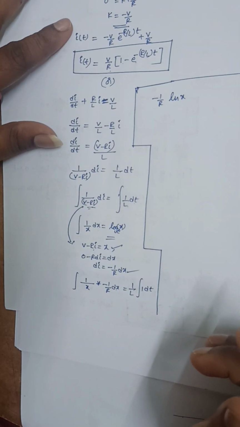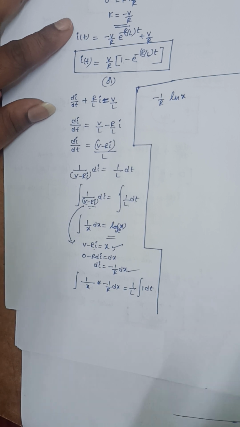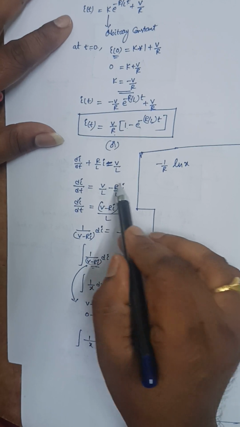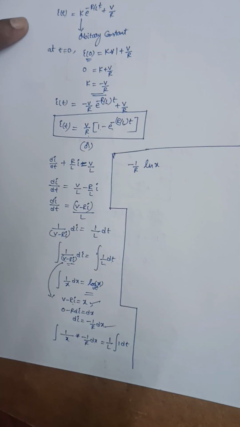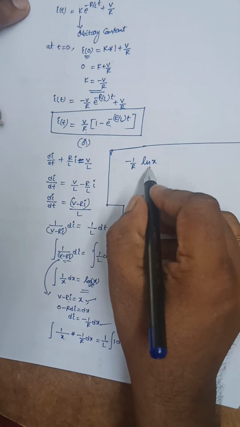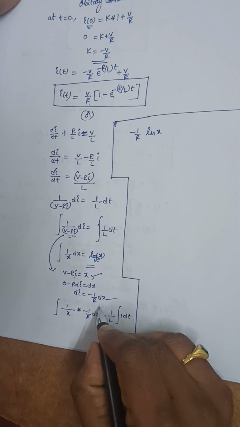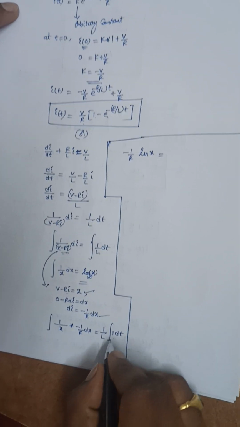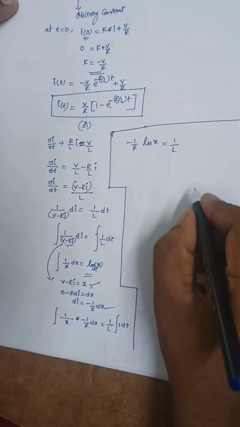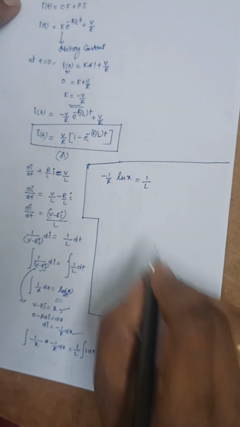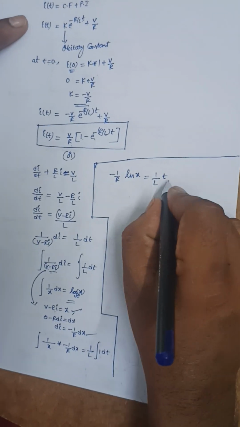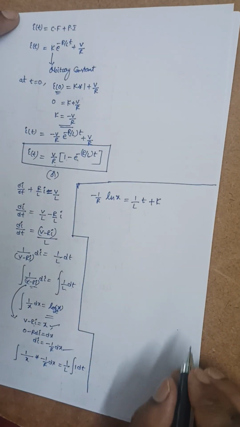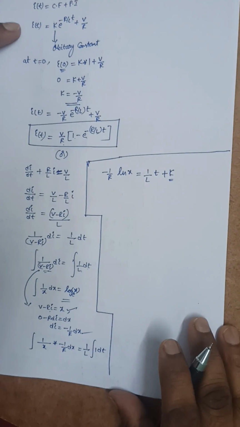Okay, so we forgot something here. It is not V by L, here it is minus 1 by R into ln x. Now on the right side it is 1 by L into integral 1 dt. If I integrate this with respect to time, then I will get t, plus some constant k, because there are no limits here. If we substitute limits, we will get this constant k.